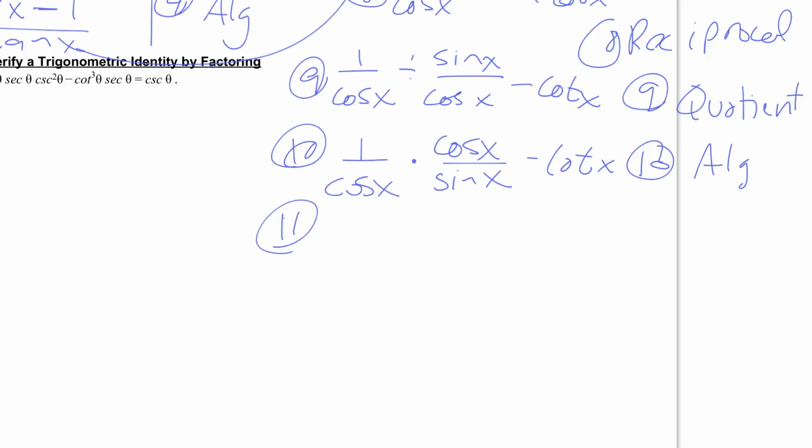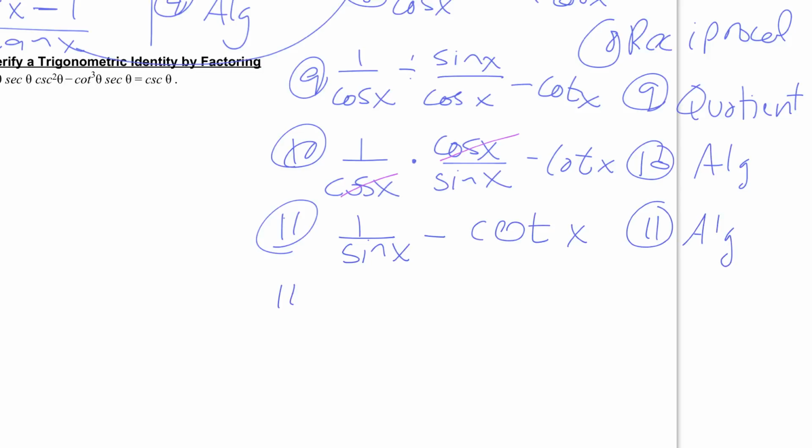Step number 11, I can go ahead and cancel out my cosine x's here. And that leaves me with 1 over the sine of x minus cotangent of x. And that's just using algebra.